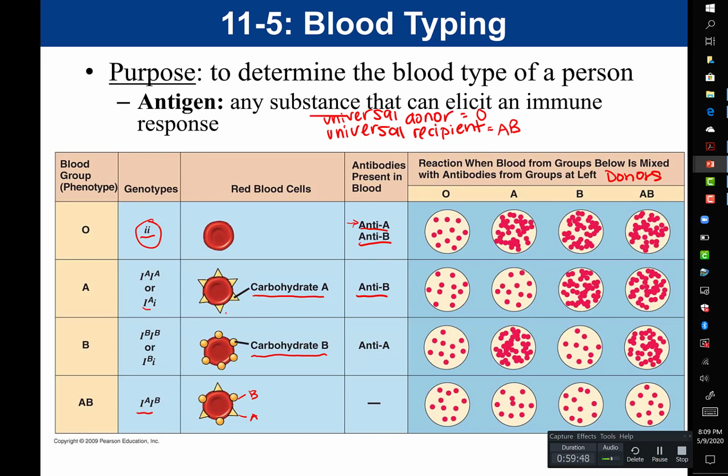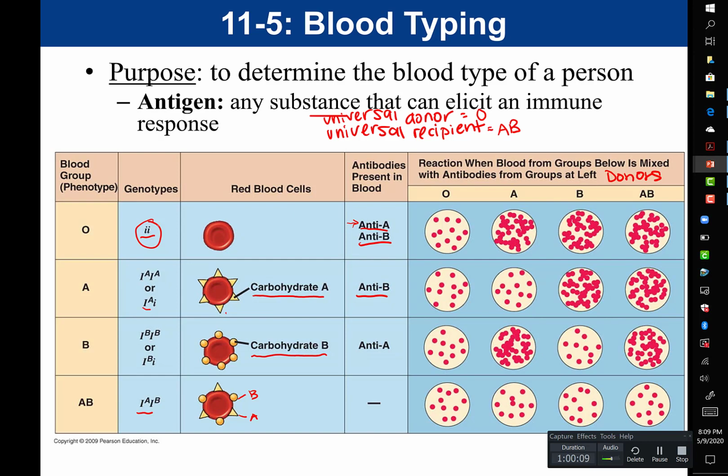Can a parent who is AB have an O child? Answer is no. That's not possible either because if somebody is blood type O, they had to get a little i from both parents, right? One allele comes from mom, one comes from dad.